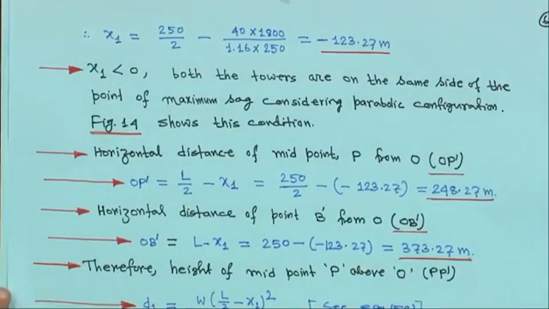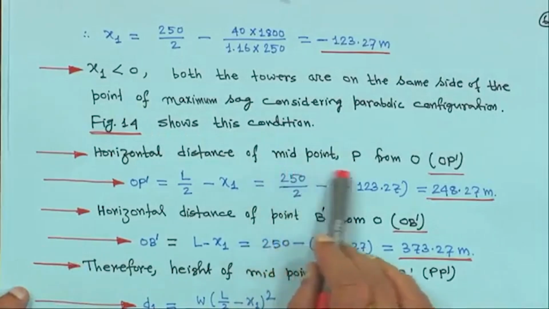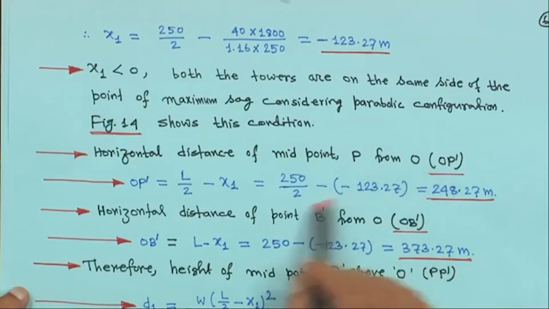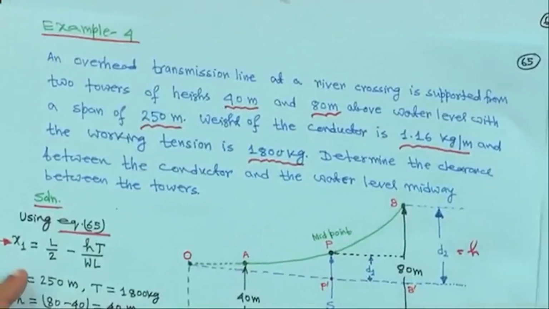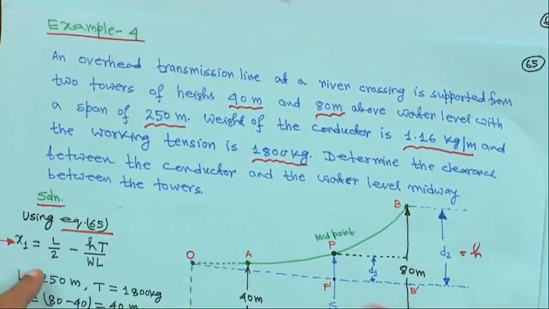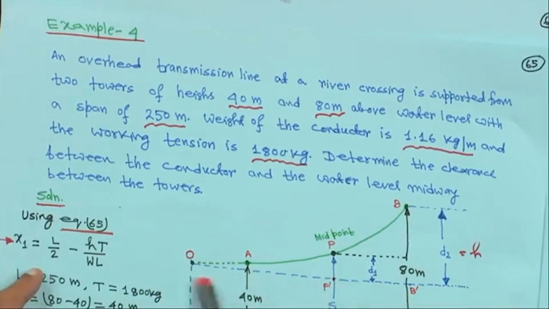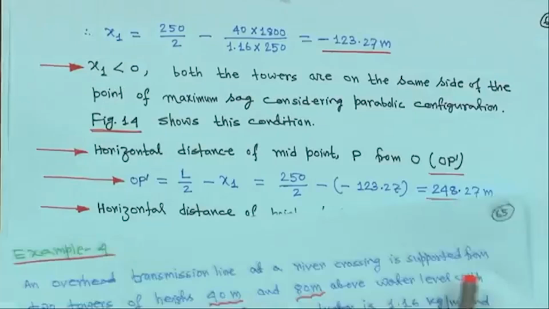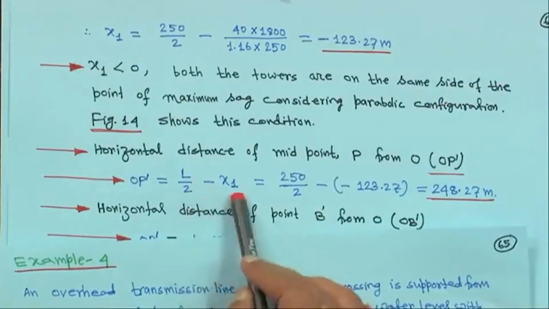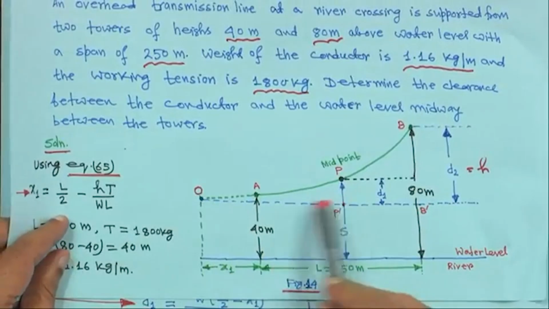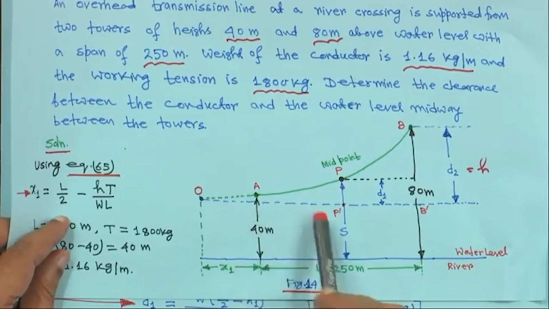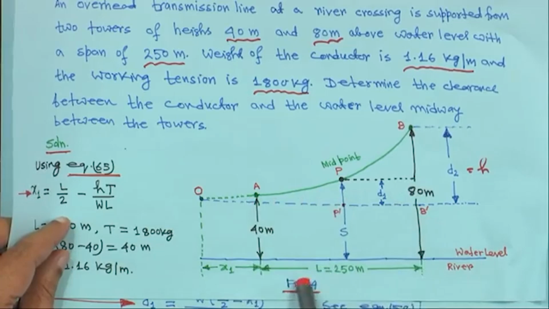So, the horizontal distance of midpoint P from OP dash is equal to L by 2 minus x 1. This is O to P dash, it will be L by 2 minus x 1, because x 1 is coming negative. If you take the real unit, the total A to B is L.